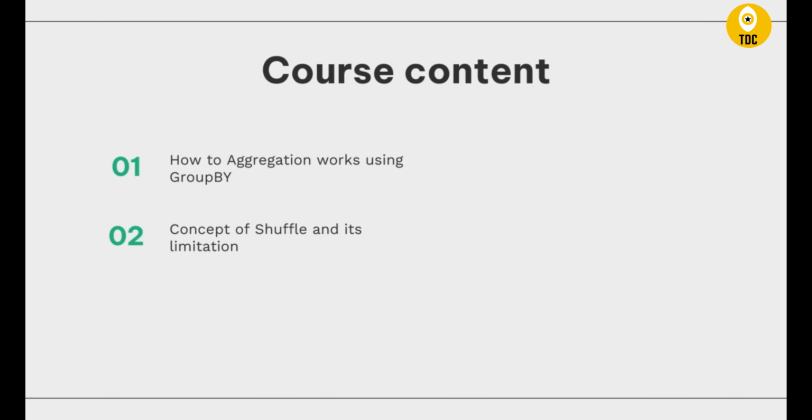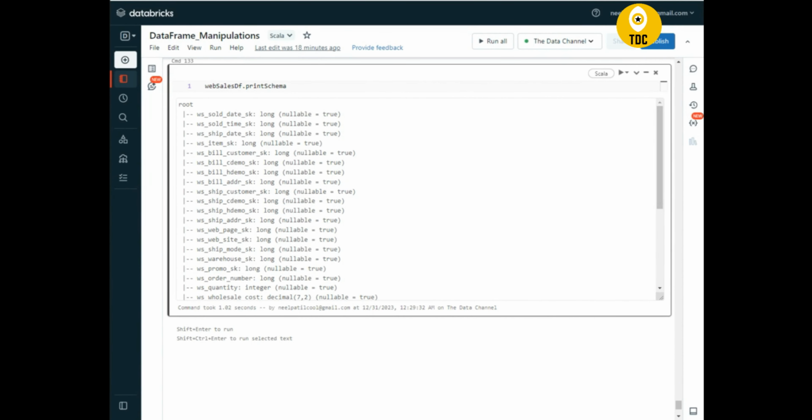Spark DataFrame. That we will see here, and also the concept behind the scenes of how the aggregation works, what exactly the concept of shuffle is, and what its limitation is. We will see a little theoretical aspect of it as well. So let's quickly jump to the practicals.